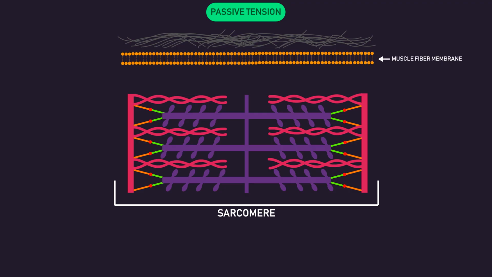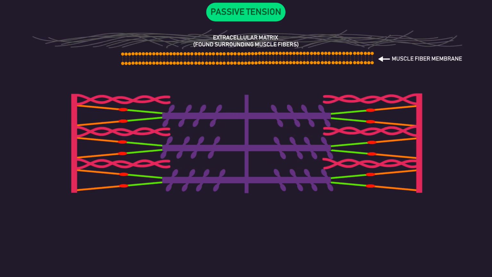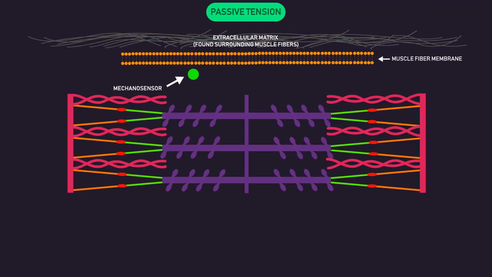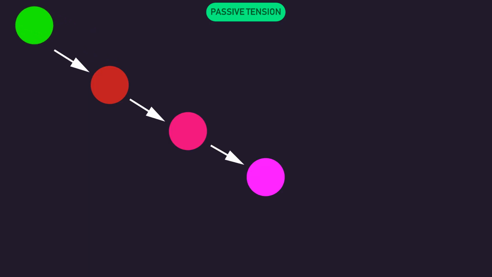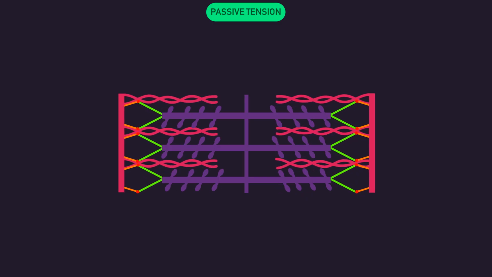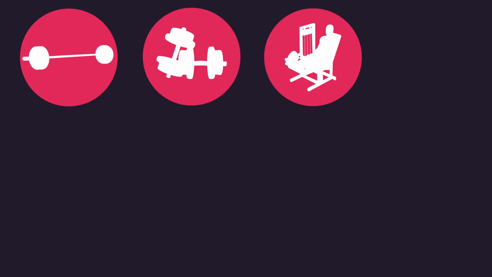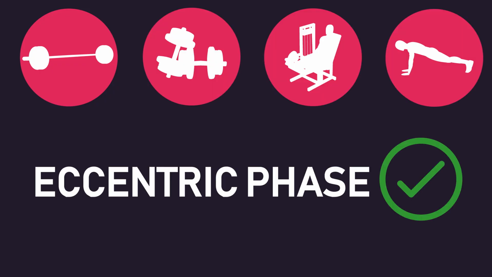With regards to passive tension, this is the force generated when elastic elements within muscles are stretched. When components within the extracellular matrix and a molecule called titin found within a sarcomere are stretched, passive force is generated. Similar to active tension, mechanosensors are believed to detect this force and subsequently initiate a signaling cascade that ultimately results in muscle hypertrophy. Recent evidence suggests that titin may alter its function during eccentric contractions, such that it produces force throughout this phase. Again, barbells, dumbbells, machines, and even bodyweight training typically include an eccentric phase.